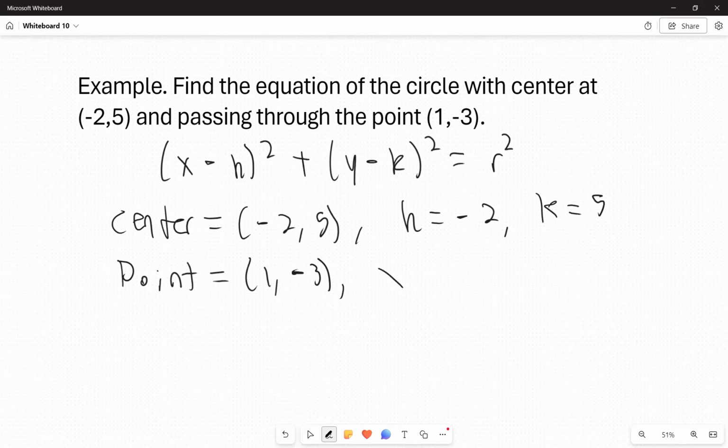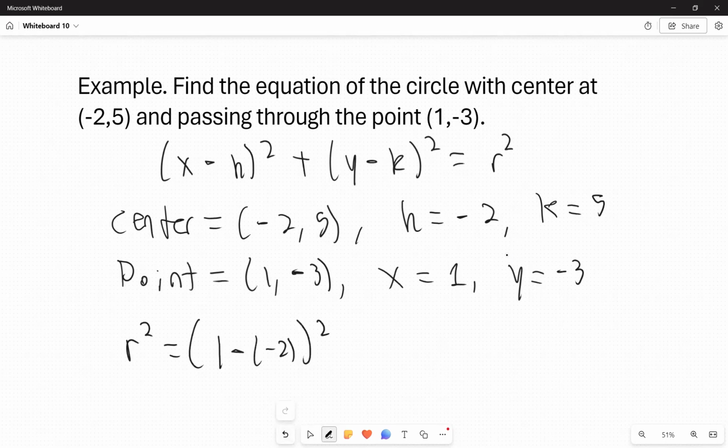So x is 1 and y is negative 3. So we are going to plug in these numbers to obtain the square of the radius. So let's do that. r squared is going to be (1 minus negative 2) squared. So this is positive, so that's (1 minus negative 2) squared. And then y is negative 3, and k is 5. So that's (negative 3 minus 5) squared. This is what? This is (1 plus 2) squared.